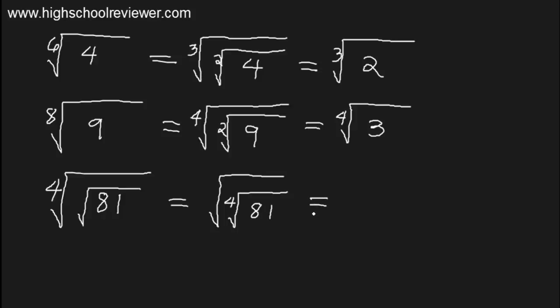Computing, the 4th root of 81 is 3. So what will be left here will be the square root of 3. The 4th root of 81 is equal to 3, so the square root of 3 is now our final answer.